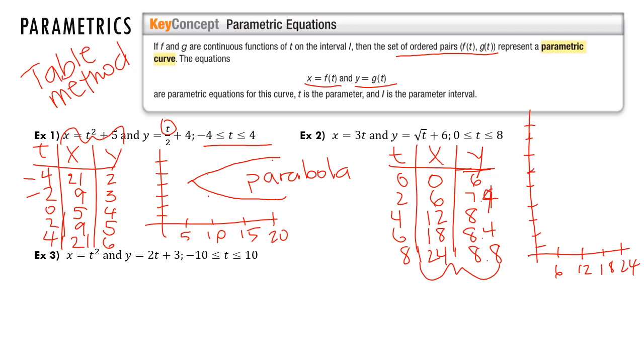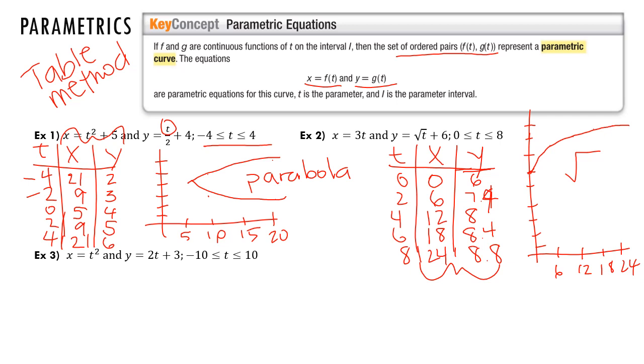Then 6, 7.4, right there. Then 12, 8. Then 18, 8.4. And 24, 8.8. So this curve goes like this. And this curve happens to be a square root curve.